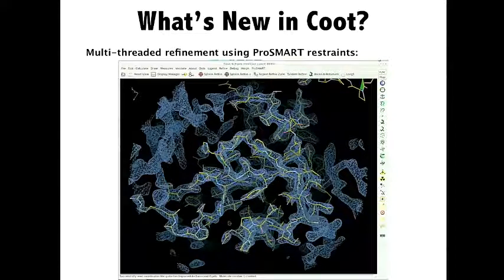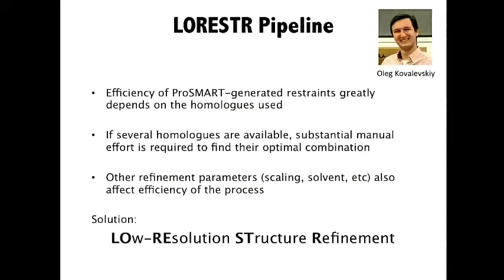Let's move on now to LORESTR. Just a recap of what LORESTR is. The idea is that the efficiency of ProSMART generated restraints greatly depends on the homologs that are used. Indeed, if several homologs are available, then substantial manual effort can be required in order to get a reasonable protocol and end up with a decent refinement plan. There are other refinement parameters that also need to be optimized in this sort of case, control and scaling, solvents, etc. The solution for this is LORESTR, the Low Resolution Structure Refinement Pipeline.